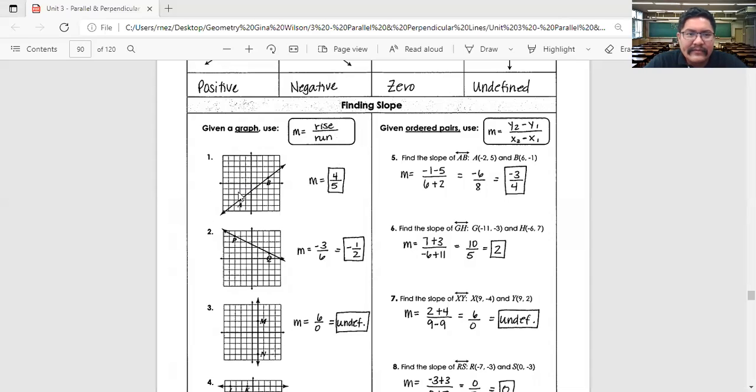So again, run is the sideways, sort of like the way I was talking about a person walking along this. Well, if they walk to the right, they're going to have to go 4 spaces up and 5 to the right.